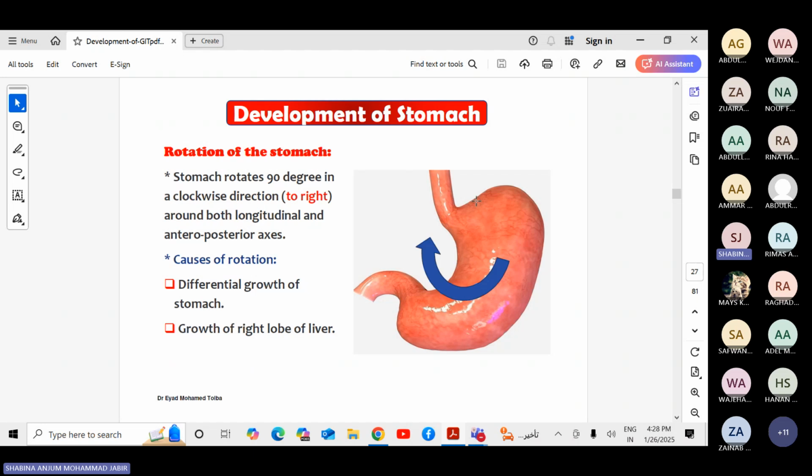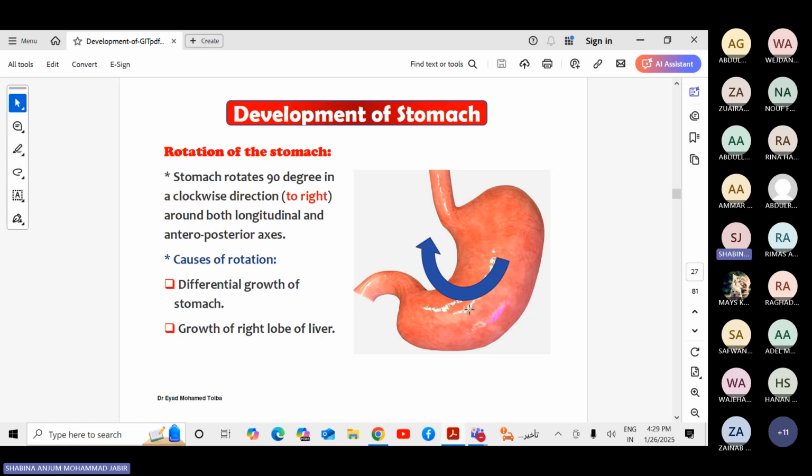So now what is more important here? Now we know the stomach is fusiform. It has an anterior border, which is the ventral border, and a posterior border, which is the dorsal border. If you put your hand and just try to see the anterior and posterior border, you will see that there are two surfaces: the right surface and the left surface.